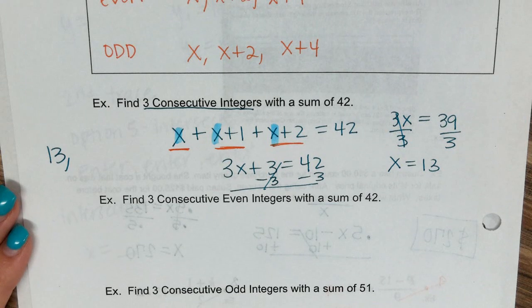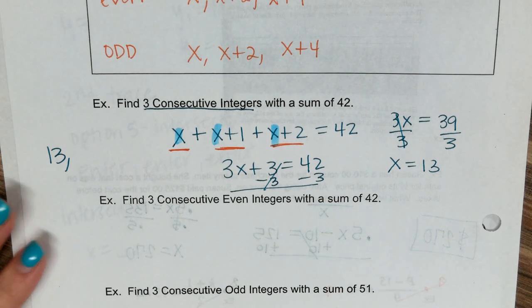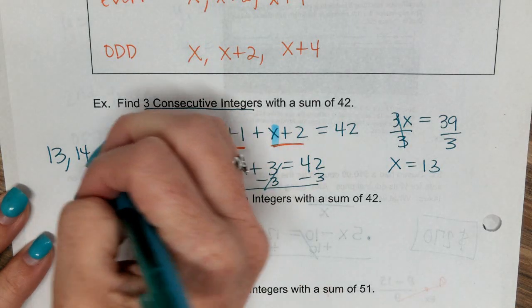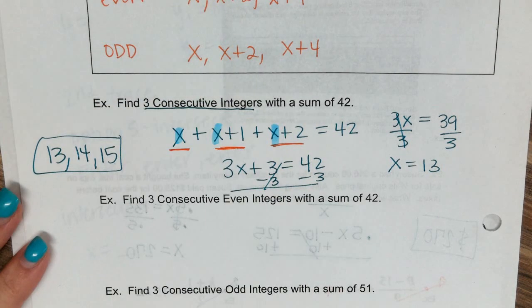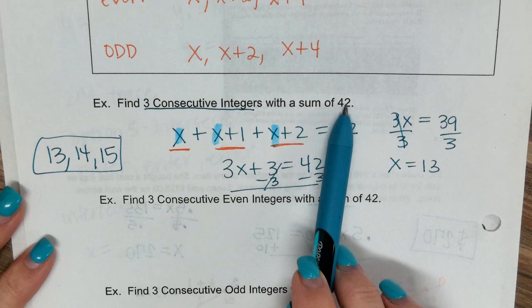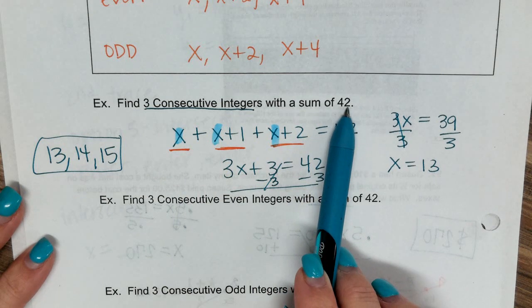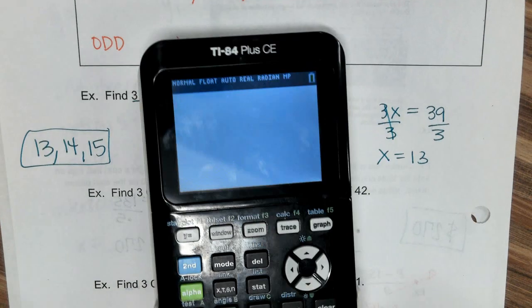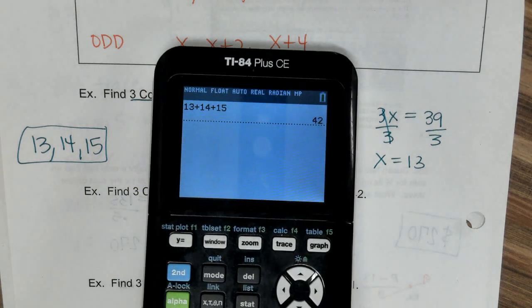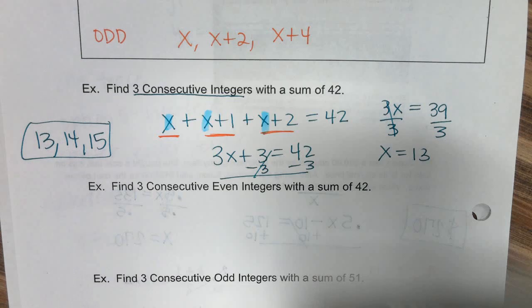So that means the first integer is 13. What would the second integer be if it's consecutive? 14. What would the third one be? 15. Can we check to see if this is correct? Can I add those together to see if these 3 consecutive integers add up to 42? So let's test it out. Is 13 plus 14 plus 15 equal to 42? Yes.